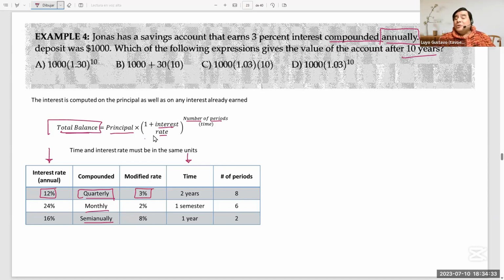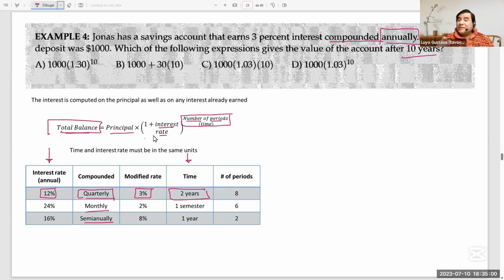Now, what about the duration of the investment? It could be in any type of time units. Imagine they tell you 2 years. How can you calculate the exponent here in this part? The number of times which your money will earn some interest in these 2 years is the number of quarters that exist in 2 years.